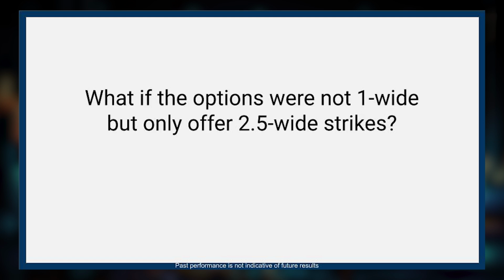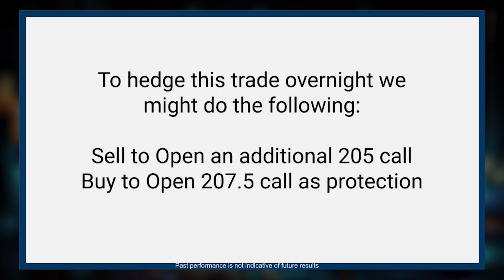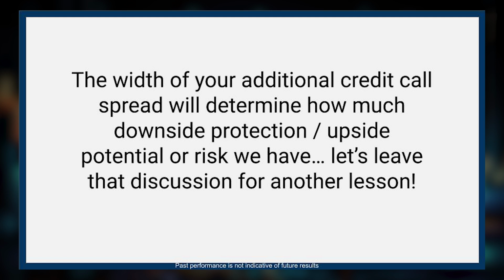Now, what if the options were not $1 wide, but only offer $2.50 wide? It's a little different, but not much. If we open an initial trade, buying a 202.5, selling a 205, we have a long spread. To hedge that trade overnight, you might do the following: sell to open an additional 205 call and buy to open a 207.5 call as protection. The width of the additional credit call spread will determine how much downside protection, upside potential, or risk we may have. Let's leave that discussion for another lesson.